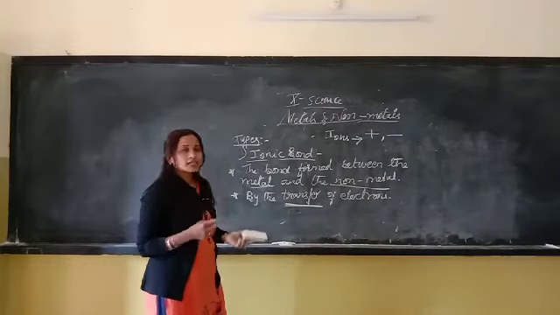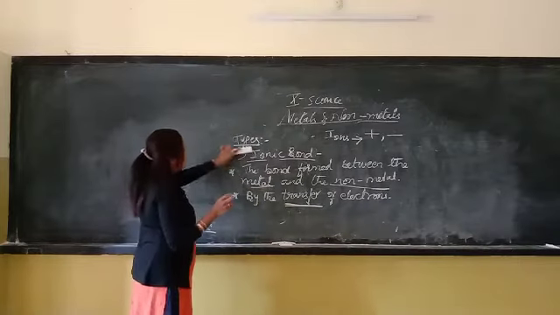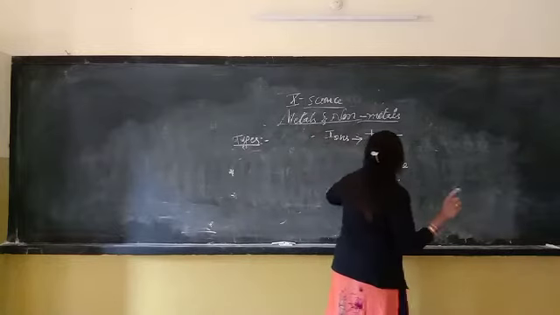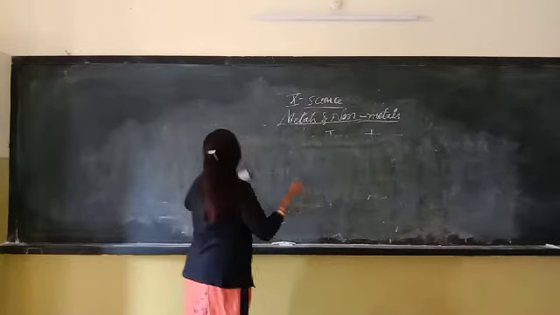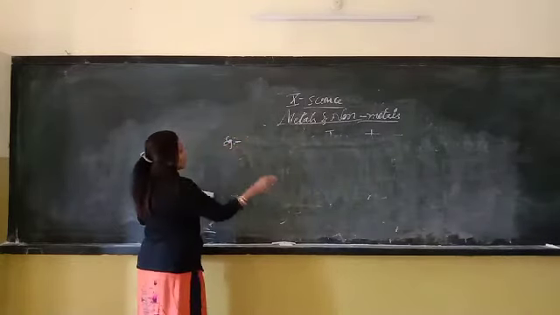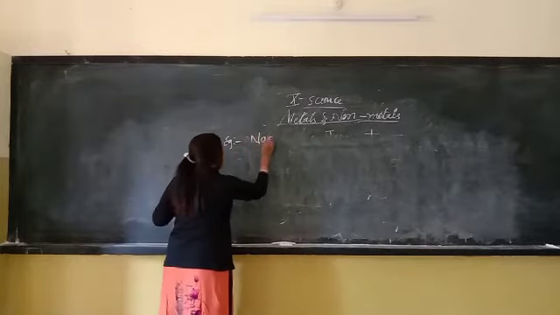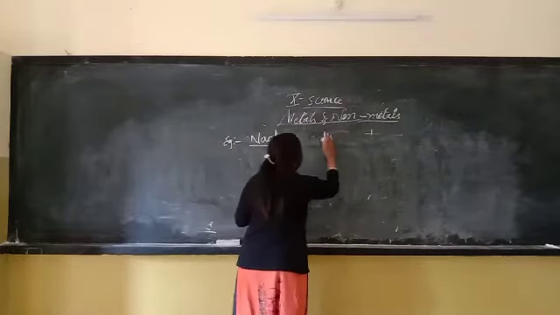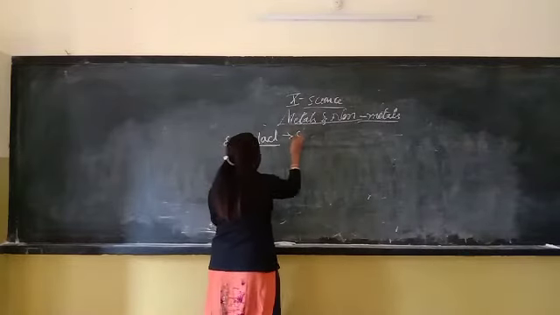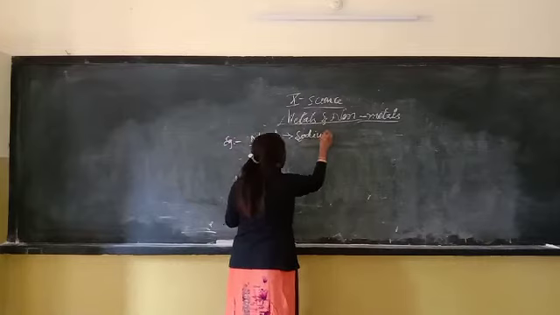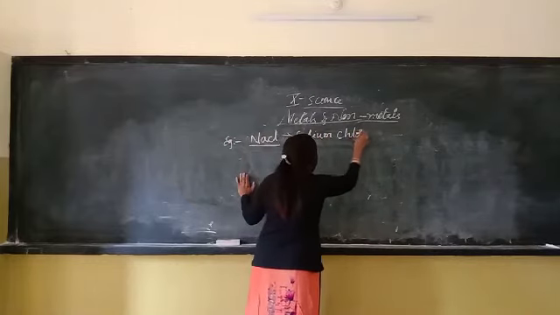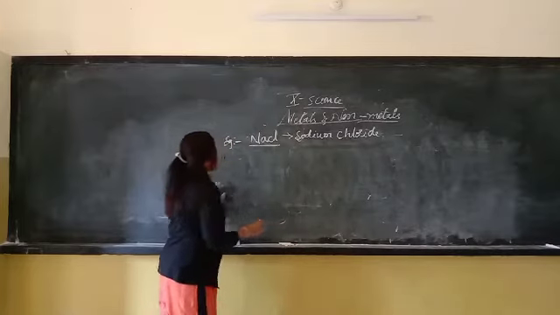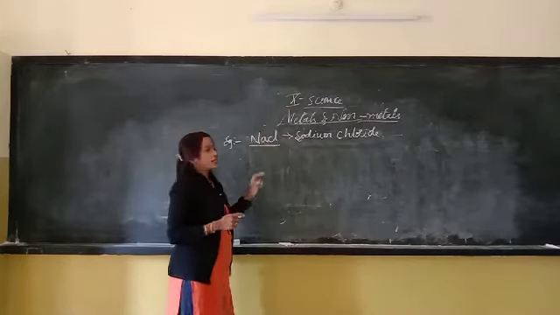So to get complete detail, let me give one general example for that. For example, take the substance or compound NaCl. What is NaCl? It is sodium chloride. It is a compound formed by sodium and chlorine.